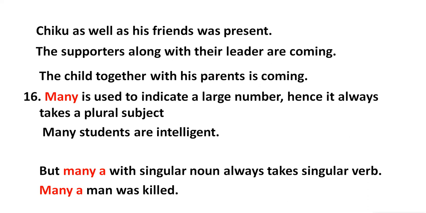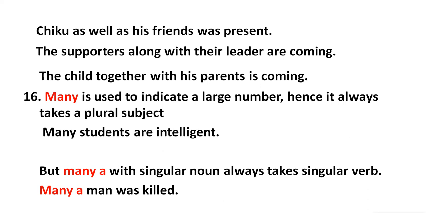So if the first subject is plural, we will go with a plural verb. Everything depends upon the first subject. If the first subject is in singular form, we will go with a singular verb. If the first subject is in plural form, we will go with a plural verb. But this will only be applied when the two subjects are joined by as well as, along with, together with, besides, except, and not.